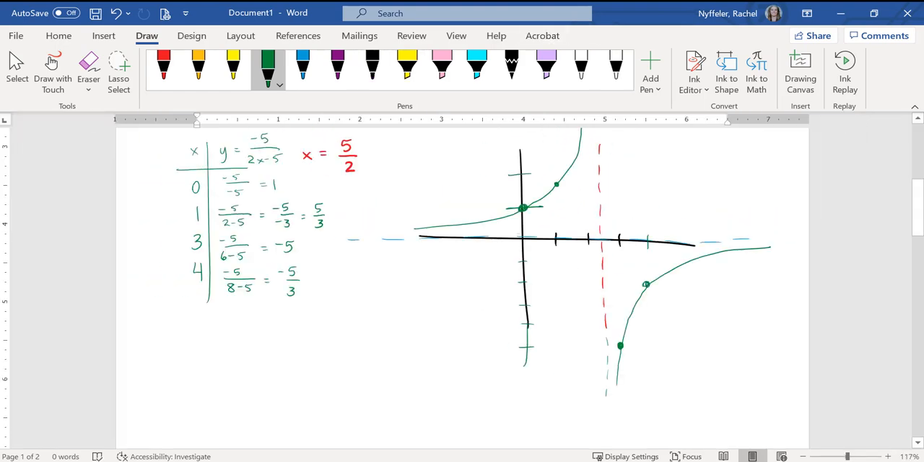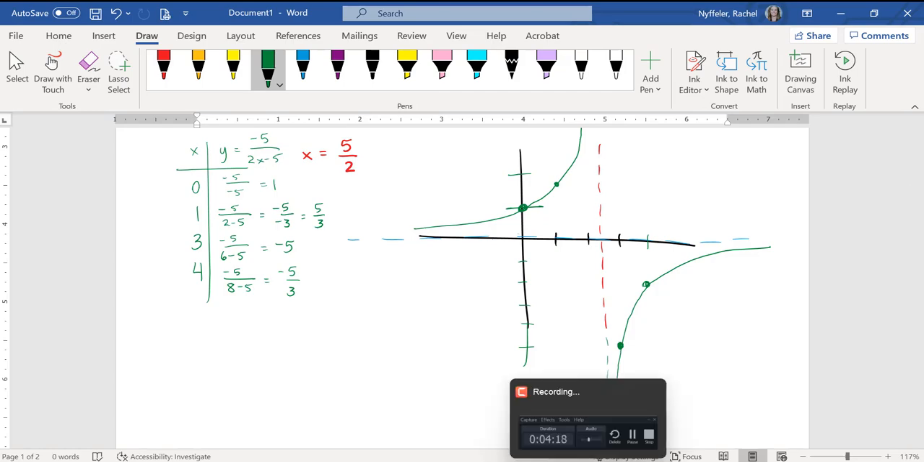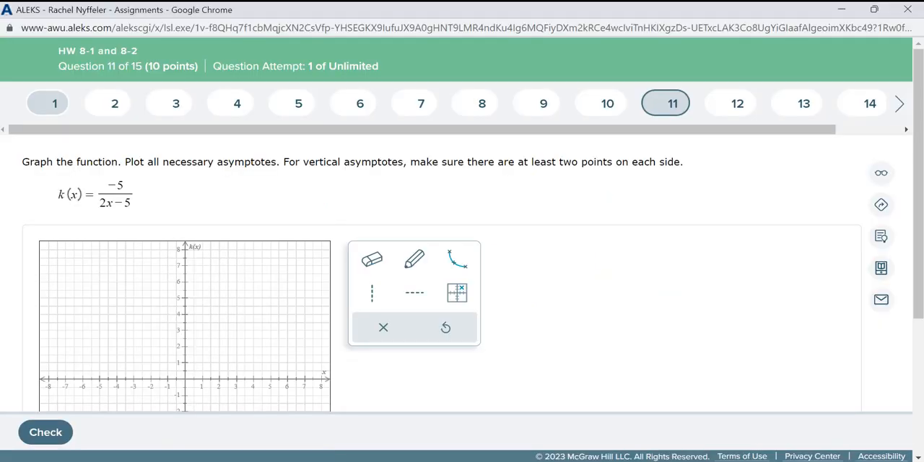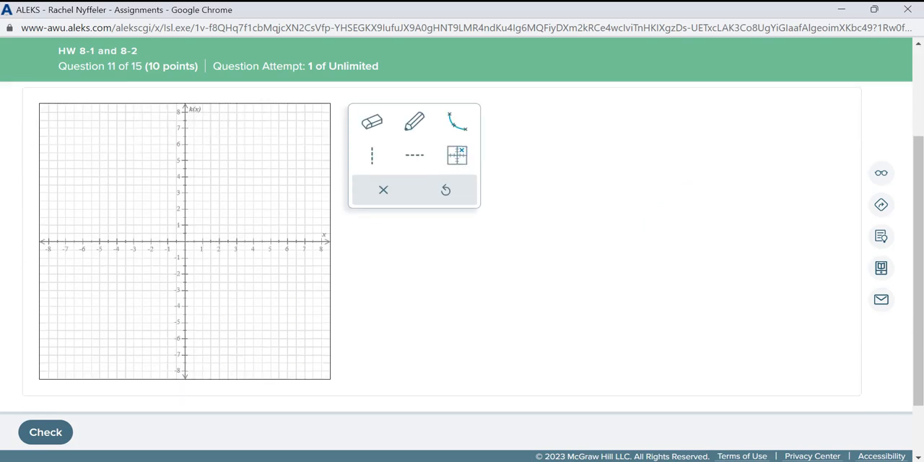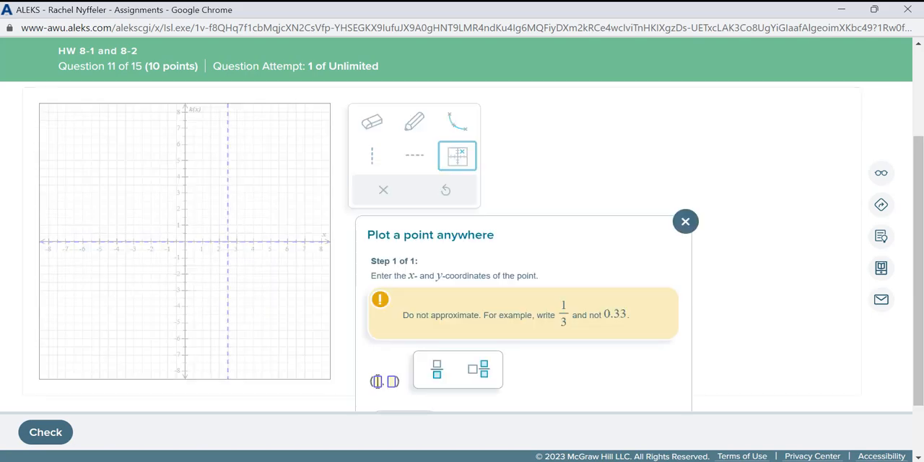Now let's go look at ALEKS. All right, plot the asymptotes. I have a vertical asymptote at 5/2, which is at x equals 2.5. All right, now horizontal asymptote is at y equals 0. So I clicked on the horizontal asymptote, came down to y equals 0, and I'm going to click. Okay, now I want to go plot a point.